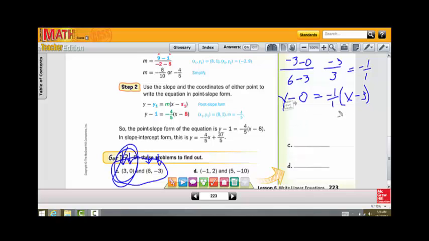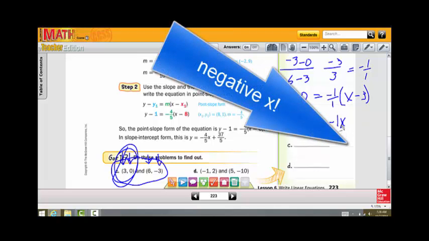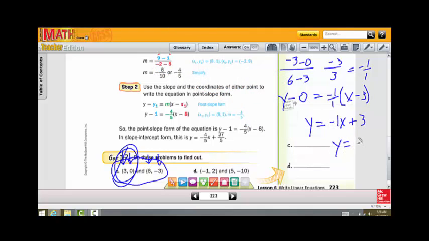So we are going to distribute this. We have y minus 0, so that's easy. It's y equals negative 1 times x, so we'll put negative 1x, or we could just put negative x, of course, and negative 1 times negative 3 is plus 3. So you're probably going to see that as y equals x plus 3. So here's our slope-intercept form, and here's our point-slope form of that line.